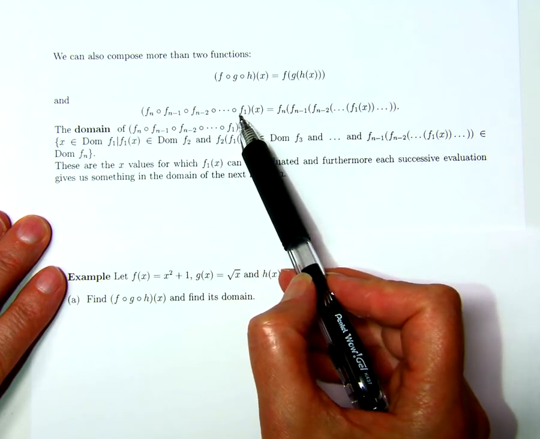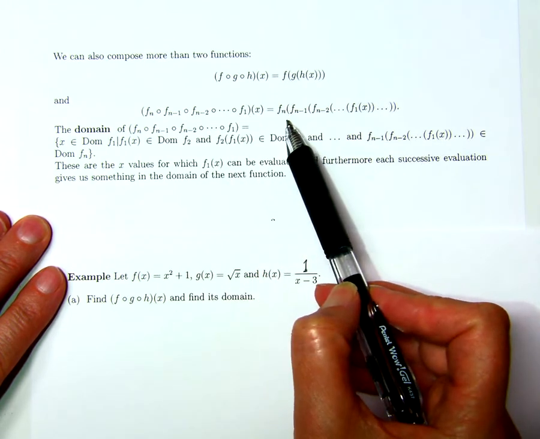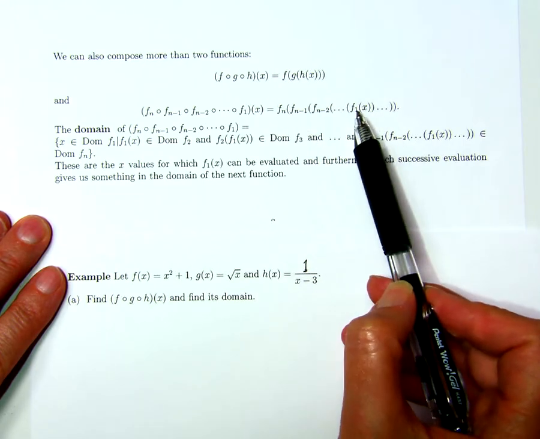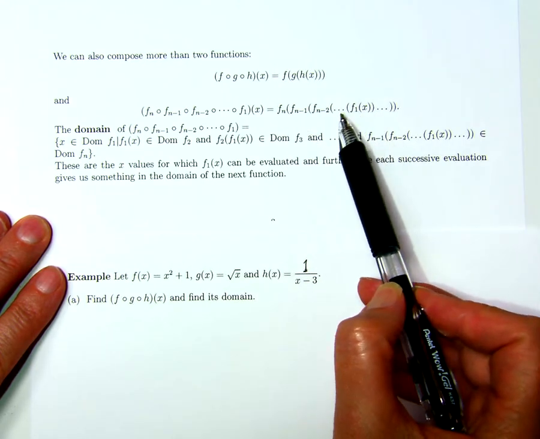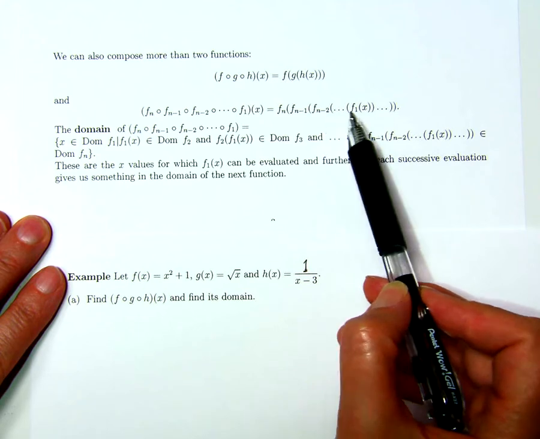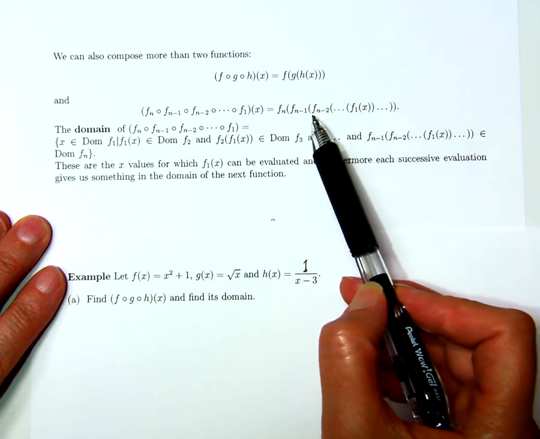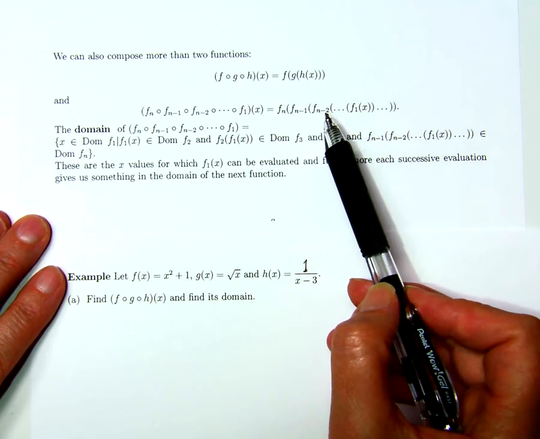After f1 of x is, first we apply f1, then we apply f2 to the result, then f3, and so on, and we carry on until we get to the nth function.